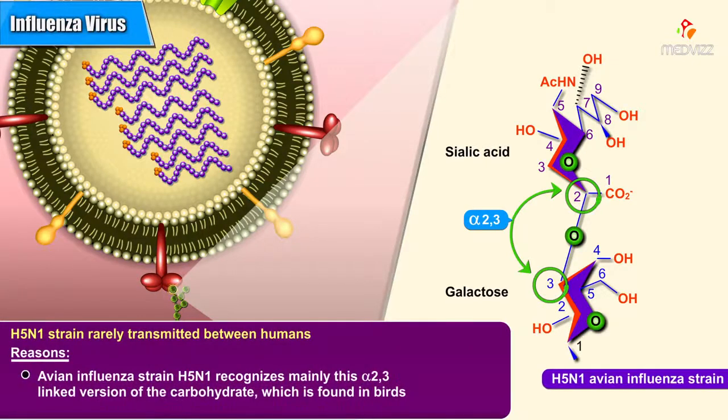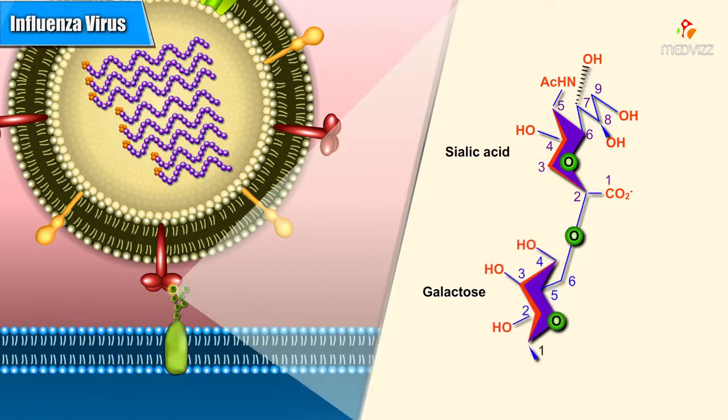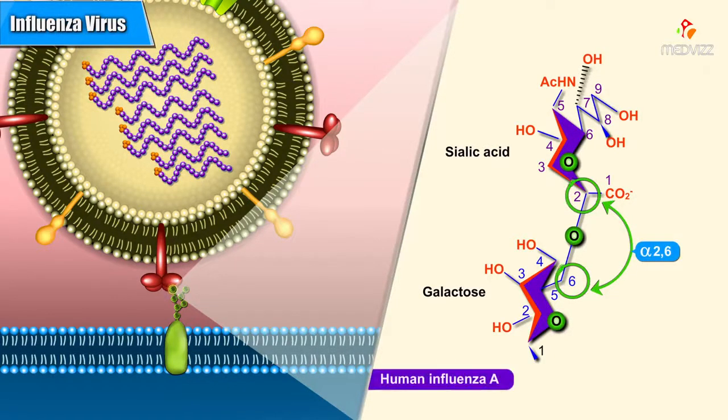The avian influenza strain H5N1 recognizes mainly this alpha-2,3 linked version of the carbohydrate, which is found in birds. In humans, such carbohydrates are found only deep within the lungs, which may explain why the H5N1 strain, though deadly, is rarely transmitted between humans. In contrast, the upper respiratory tract of humans contains mainly alpha-2,6 linked receptors, and it is to these receptors that human influenza A viruses bind.